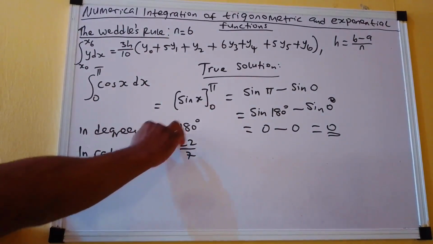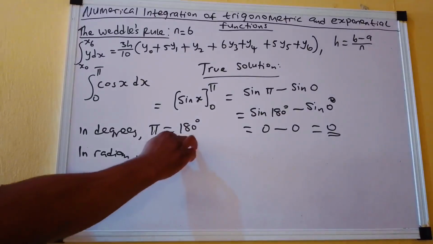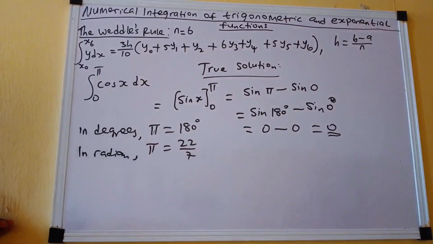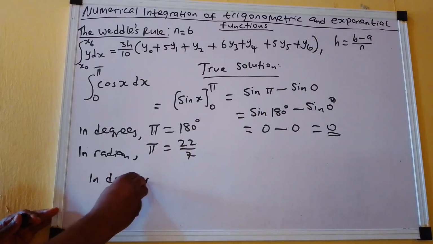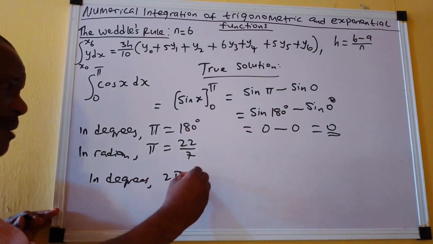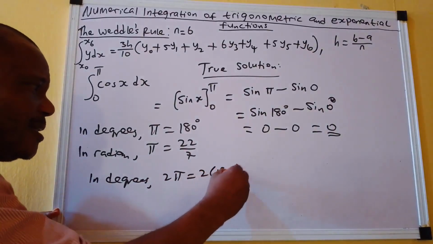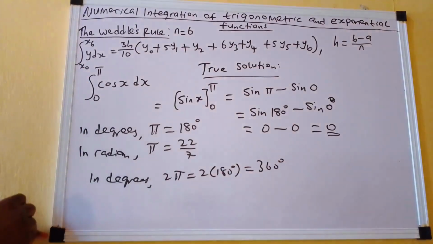Now, pi means 180 in degrees, and pi means 22 over 7 in radians. For instance, when you want to calculate the area of a circle, the area of a circle is pi r squared. That pi there, the measurement is in radians, and that is 22 over 7. So when you see a trigonometric function and pi is mentioned, you know that they are talking about 180 degrees. So in degrees also, if I say 2 pi, for instance, this is the same thing as 2 times 180 degrees, and that is equal to 360 degrees. So you should know that.